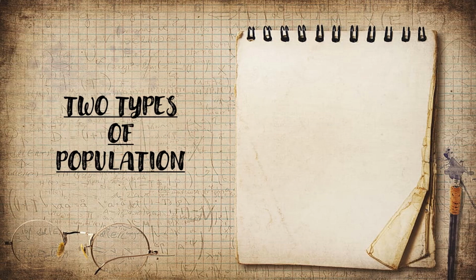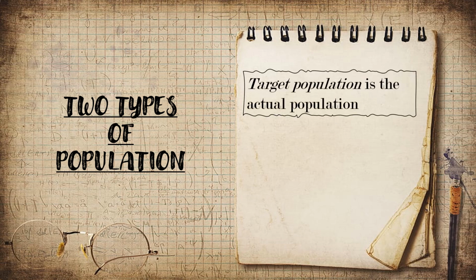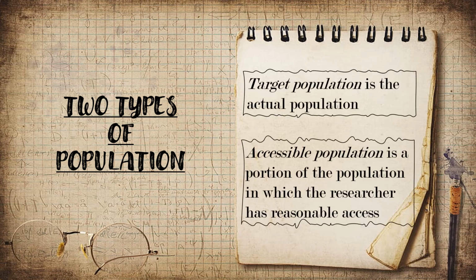But we have two types of population. We have the target population and then the accessible population. When we talk about target population, it is the actual population. Example, all senior high school students enrolled in accountancy, business, and management in the division of Bataan.